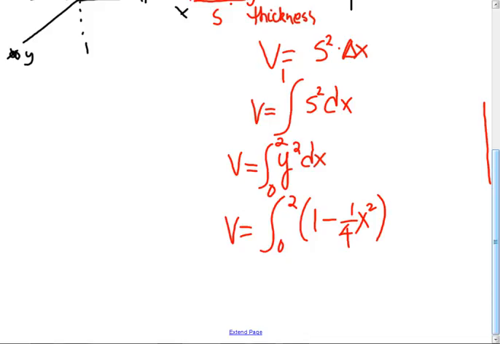And what are we going to do with this? Square it. Don't forget the square. That's it.